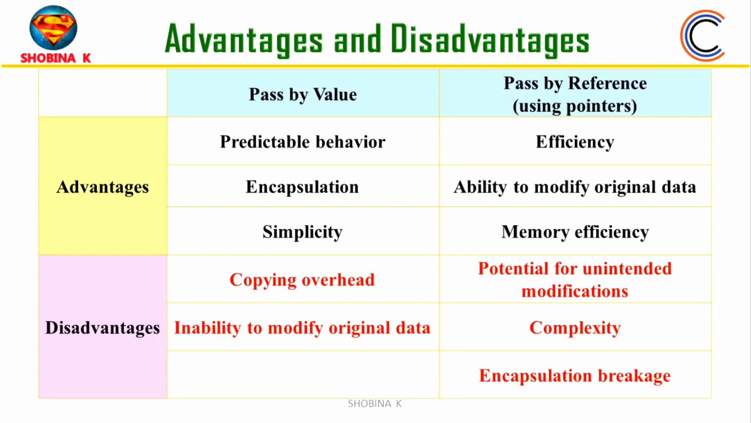Talking about the disadvantages of pass by value, first we have copying overhead, because copying large data structures can be time consuming and use a lot of memory. Next, inability to modify original data. That is, changes do not affect the original variable.